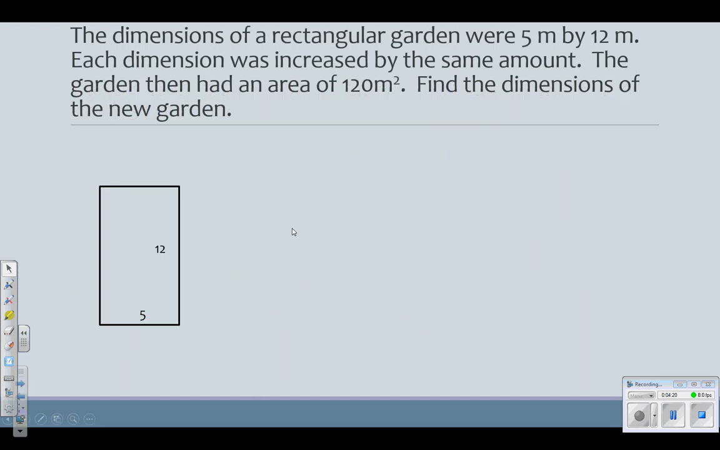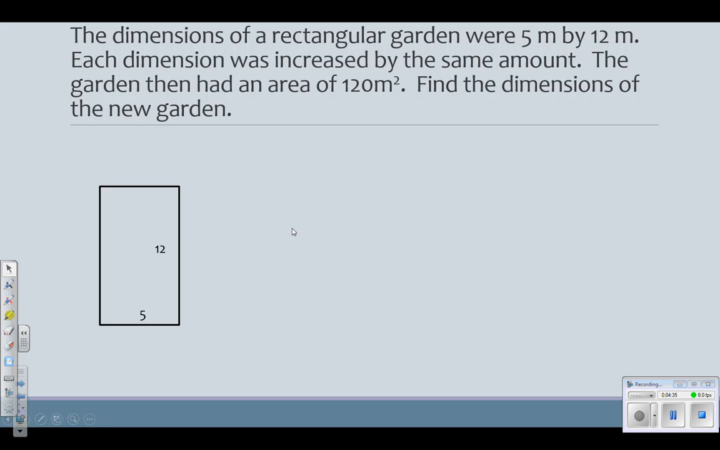Our next example, it says that the dimensions of a rectangle, grade on your sheet, but it should be garden. You don't get rectangle grades. Were 5 meters by 12 meters. Each dimension has increased by the same amount, and then the garden had an area of 120. We want to find the dimensions of the new garden.